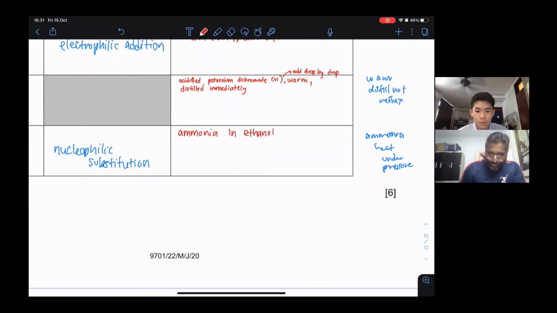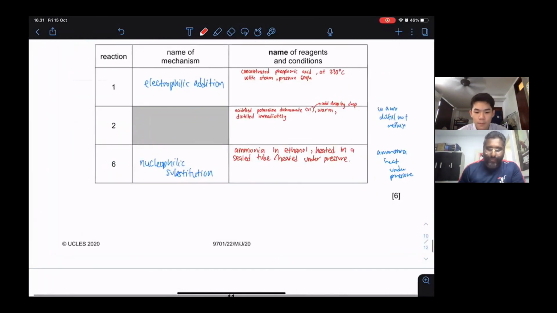The condition, it must be heated. This one is not written in the textbook, so you need to memorize. Last time I also mentioned this: heated in a sealed tube, or you can also mention heated under pressure. It means it must be high pressure. These are the conditions that we need to take note of so far.